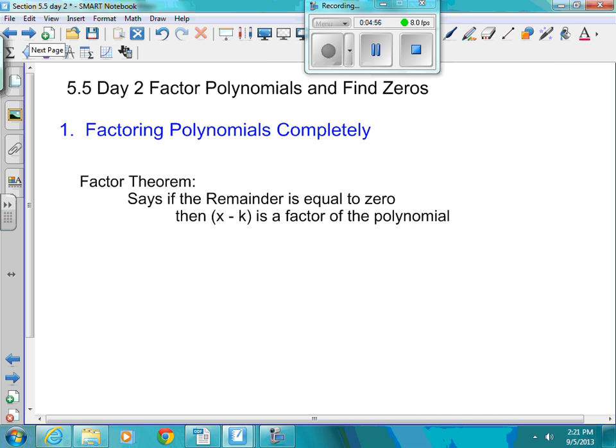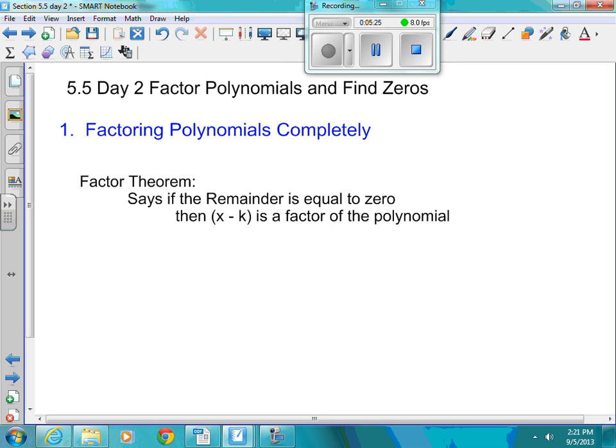Okay, so here's some stuff to write down. Factoring polynomials completely. The factor theorem that's in your book says if a remainder is equal to 0, then x minus k is a factor of a polynomial. So if we get a remainder of 0, we've proven that the remainder can be turned into a factor of a polynomial. Okay, so write that down.